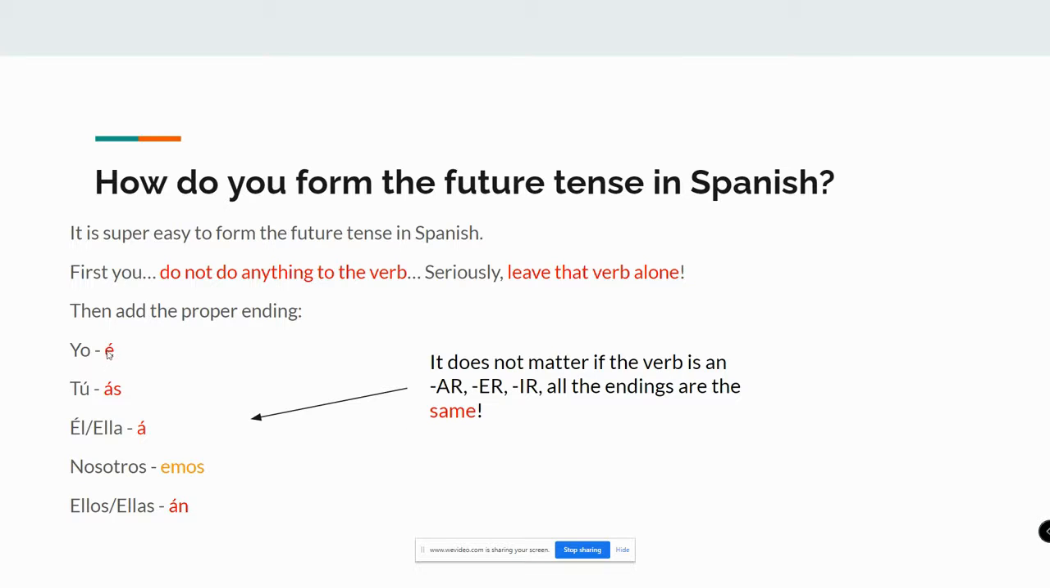So the yo form é, tú ás, ella á, nosotros emos, and this one does not have an accent on it. All these other ones do. Nosotros, no accent. Ellos án.